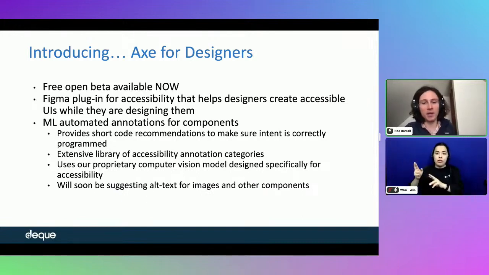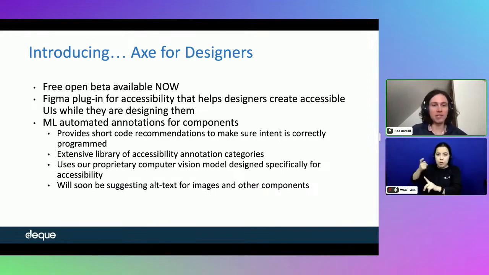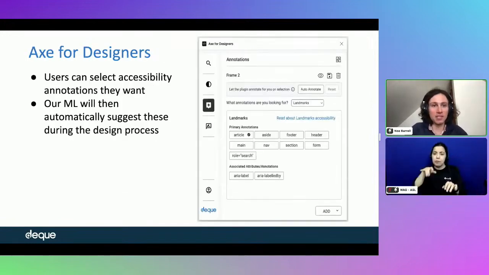And you can select from a set of components which classes you would like our machine learning to automatically annotate. And this provides a short code recommendation to make sure the intent is correctly programmed. And it has access to our extensive library of accessibility annotation categories that I shared with you earlier. And it is powered by our computer vision model designed specifically for accessibility. And soon we'll be suggesting alt texts for images as well as other components. But for right now, we just tackle the form fields, like the inputs and the text buttons and whatnot. And this is available for your use and experimentation now.